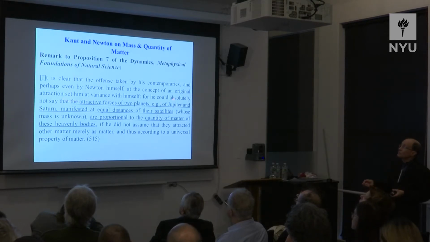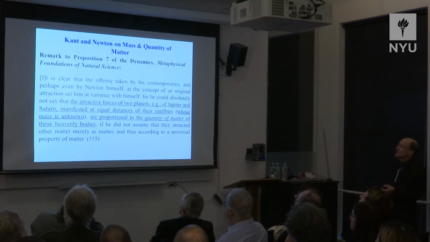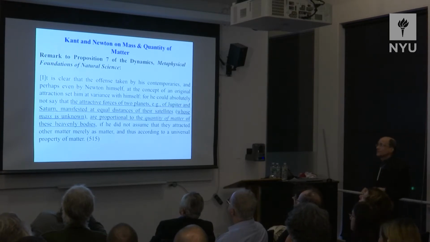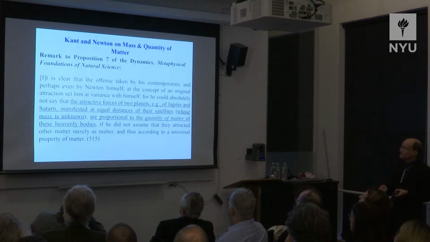What he wants to say is what Newton needs, and what he might not be able to say, is that the attractive forces of two planets, that is Jupiter and Saturn, for example, manifested at equal distances of their satellites, whose mass, by the way, is unknown, we can't measure those at that point, are proportional to the quantity of matter of these heavenly bodies, if he didn't assume that they attracted other matter, and so forth. Okay? But just let's look at what he's talking about with this attraction of the planets to their moons.